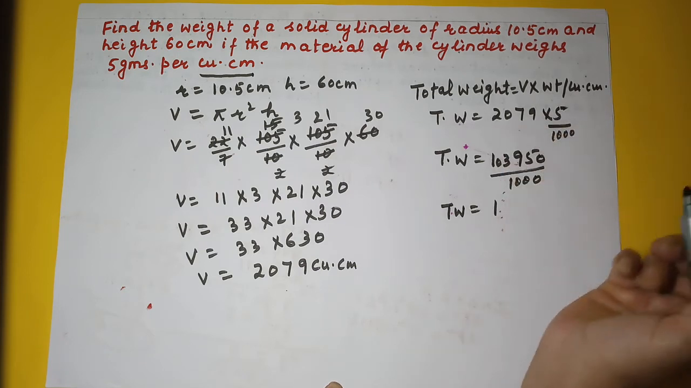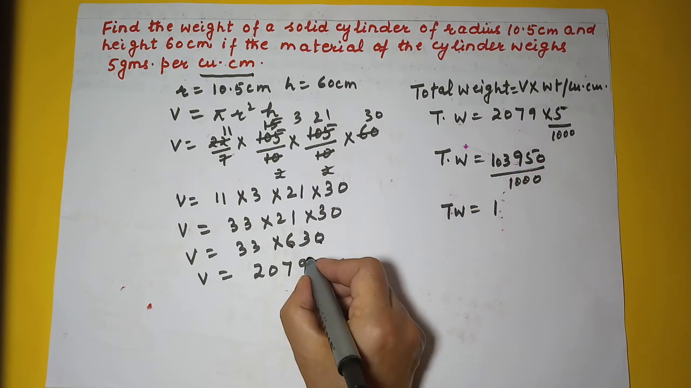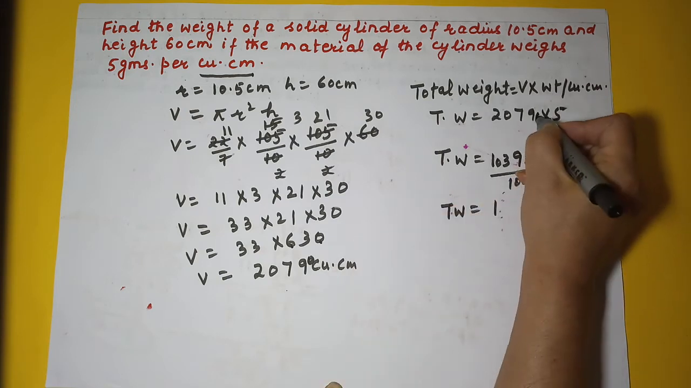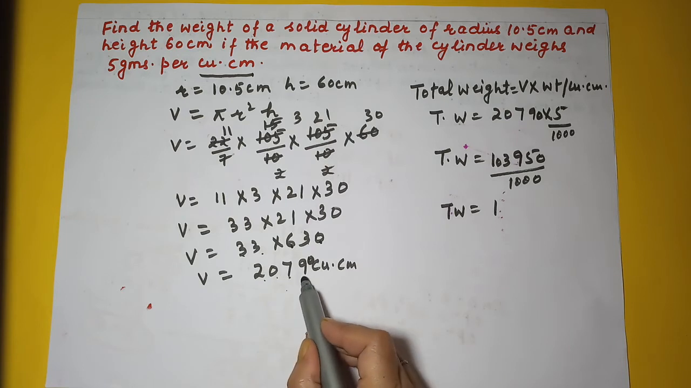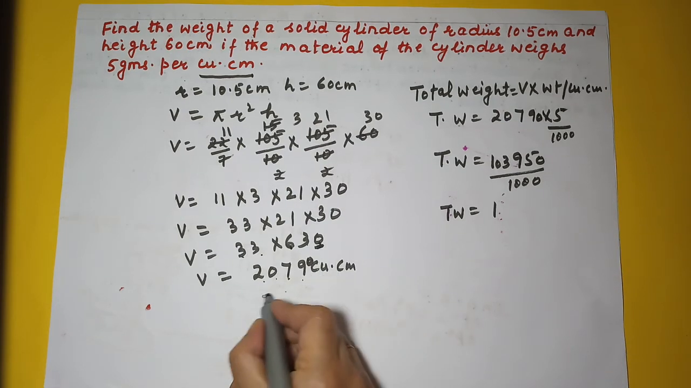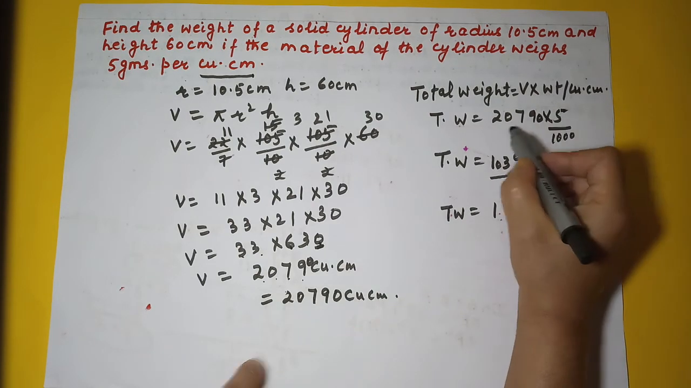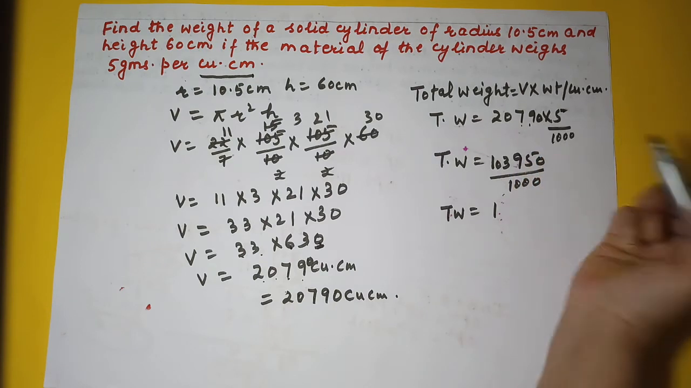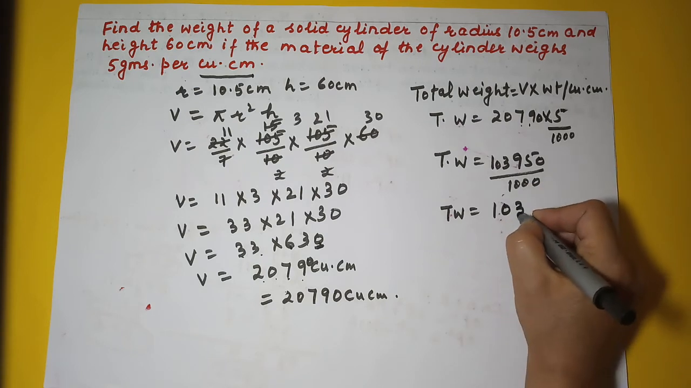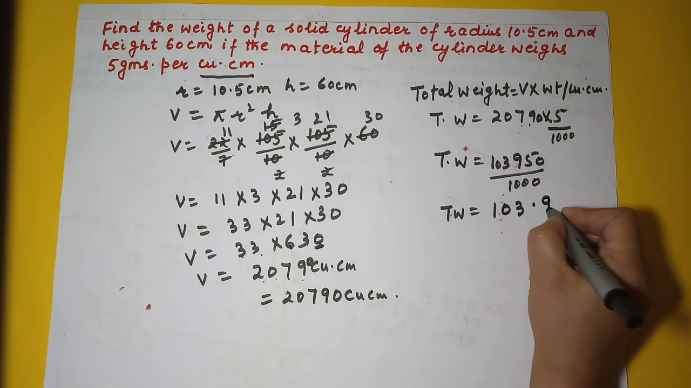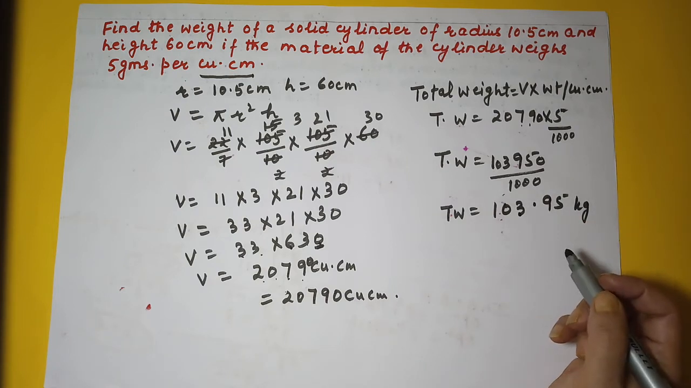10 again, right? Why? Because this is 630 into 33. Sorry, this is 0 here. 63 into 33 is 2079 and there is one more 0 here, which makes it 20790 cubic centimeters. So 20790 into 5 by 1000 is this, 103.95 kilograms is the total weight of this solid cylinder.